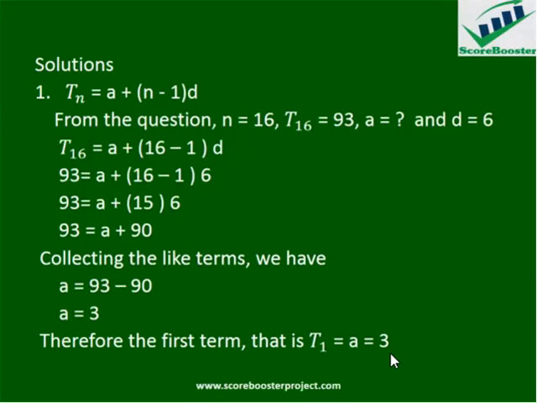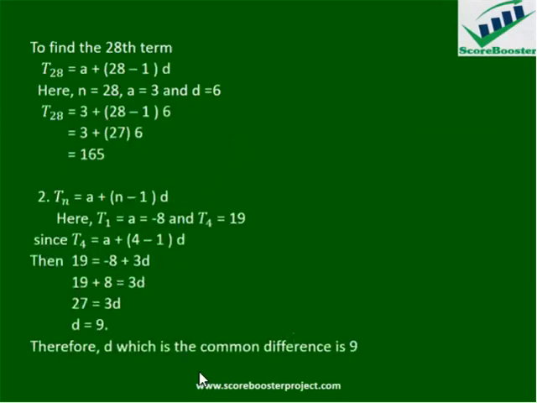So now we already found the value for the first term. We will now have to find the value for the 28th term. So to find the 28th term, we know that n equals 28. T28 will now be equal to A plus 28. You know, from the formula of the nth term, A plus n minus 1 into D. So T28 will be A plus 28 minus 1 multiplied by D.